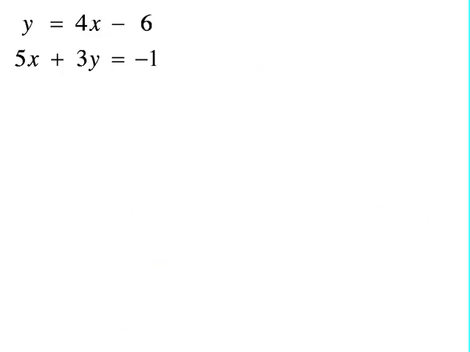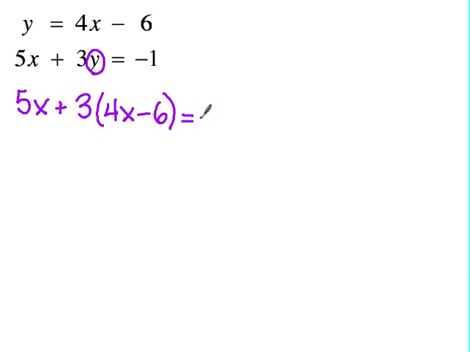Okay, let's look at another one. So y equals 4x minus 6, and I have 5x plus 3y equals 1. Now, our first step is to solve for a variable. Do I have one equation that's already solved for a variable? Yep. And what equation is that? The top equation. And so now I'm going to go to the bottom equation, and in place of y, I am now going to put what? 4x minus 6. Very good.